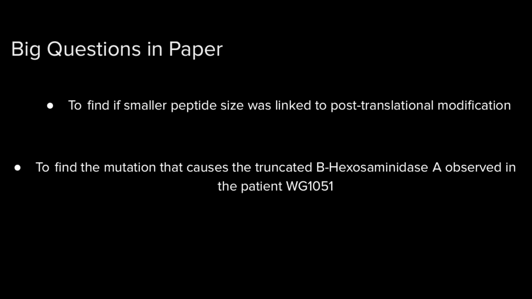The two questions that this paper is trying to answer: they are trying to determine whether the smaller peptide size was linked to post-translational modification. They were also trying to find out what the mutation that causes the truncated beta-hexosaminidase was, and why it led to the subsequent phenotype.